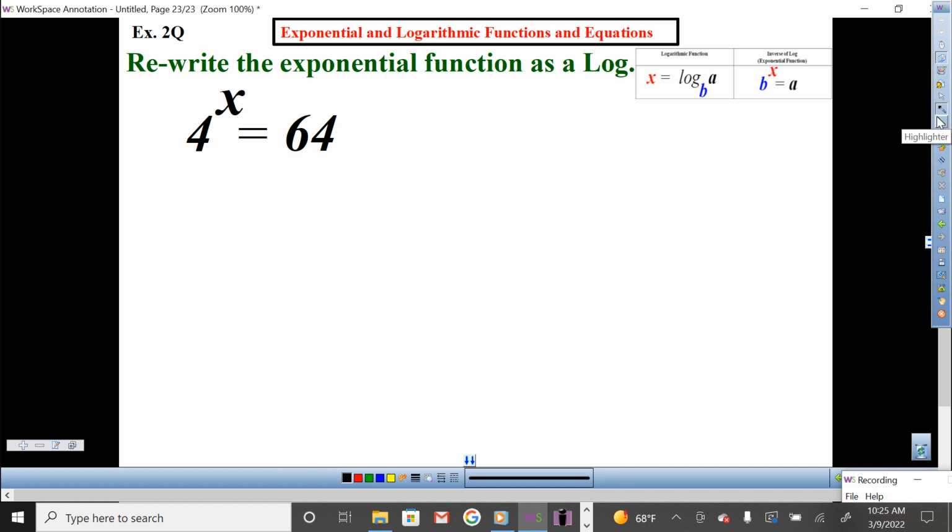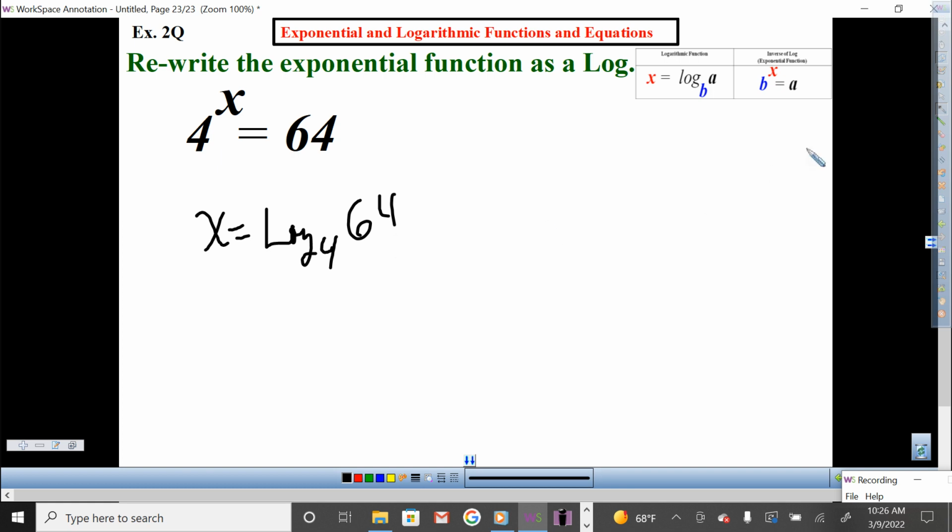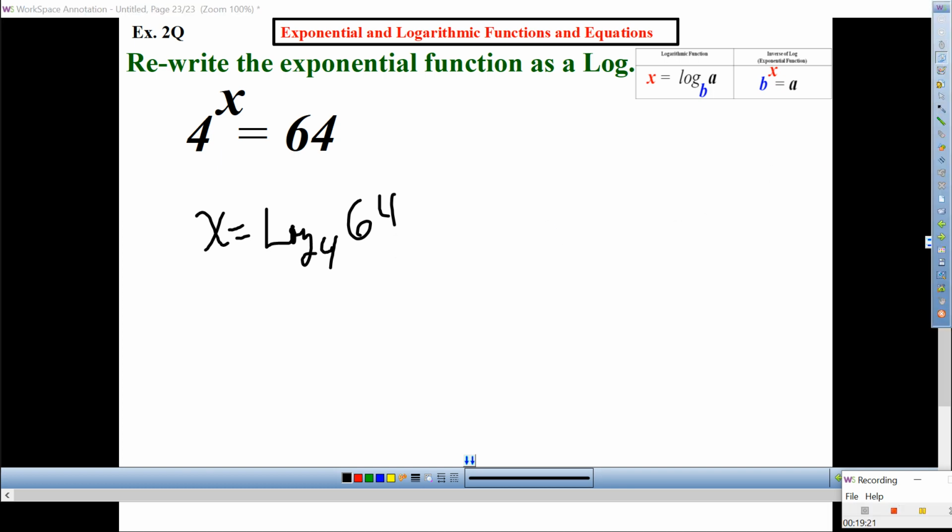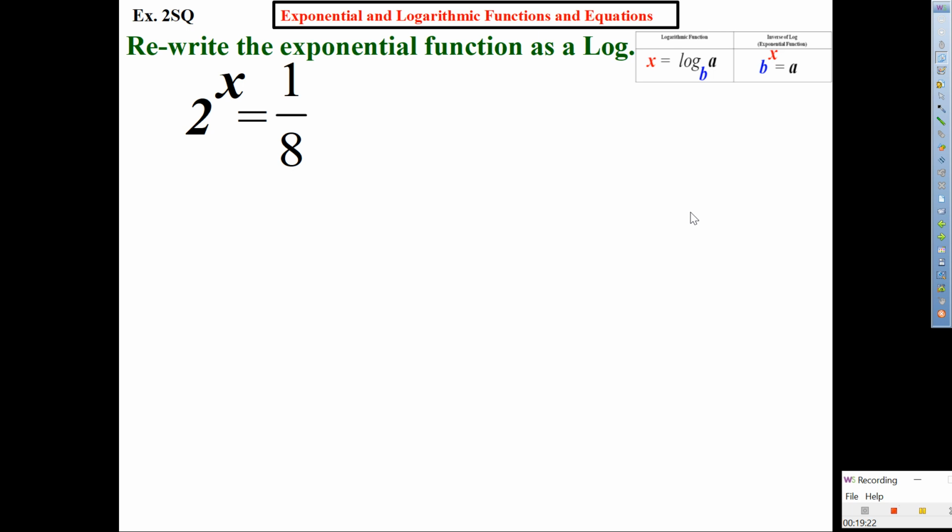All right, show your neighbor, see if they have the same thing as you. They should be done by now. 4 to the x equals 64 as a log. All right, Sebastian, go. Hands, have you got that? That is correct. One last one. Here we go. Example 2 super Q. 2 to the x equals 1/8.